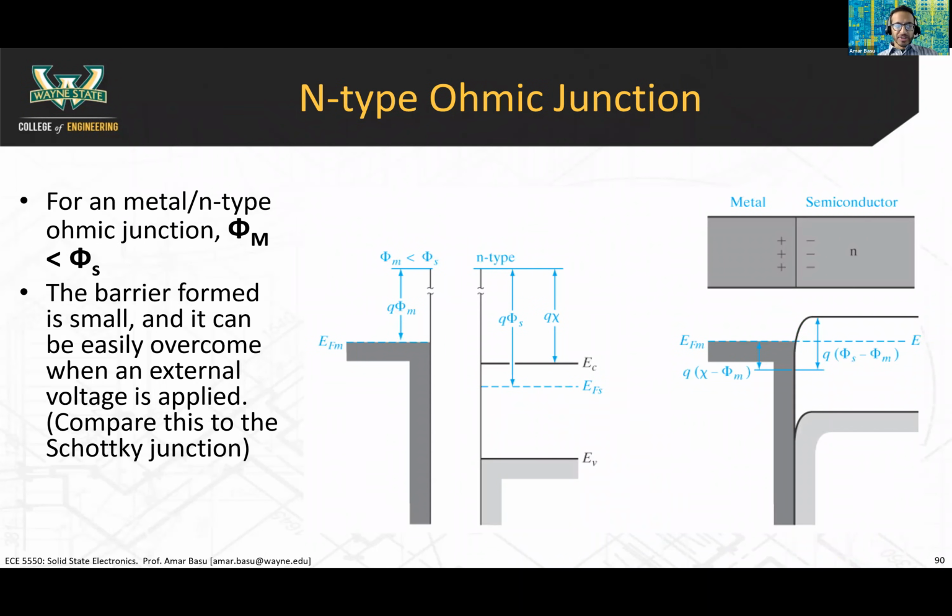So an n-type ohmic junction. So we have a metal and an n-type material. Oh, there's my laser pointer. Phi m is less than phi s. If phi m is greater than phi s in a metal n-type, then you'll get a Schottky barrier. Okay, so let's look at the band diagram for this. So the first thing you can do when you're drawing your band diagrams is you can draw the metal side. You draw the semiconductor side.